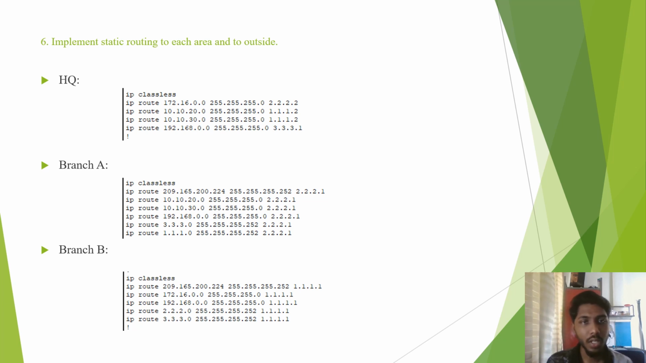Now I will explain about 2.6: implement static routing from each area to outside. On the HQ router, we use a total of 4 IP routes. On the branch A router, we use a total of 6 IP routes. And on the branch B router, we use a total of 5 IP routes. We use IP route to select the path for IP packets to travel from the origin to the destination.